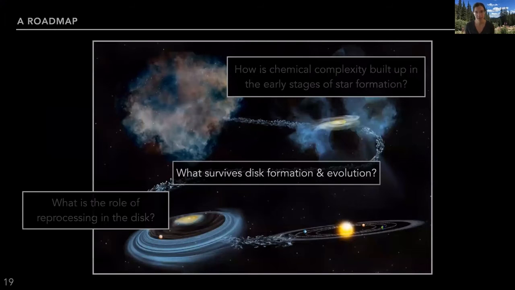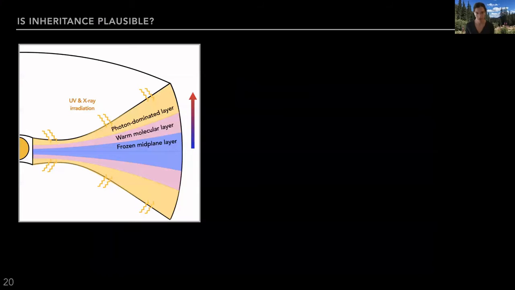So this brings us to the second question of this chemical complexity that is built up in the early stages. What actually survives disk formation and evolution? So first, let's just think about whether inheritance is actually plausible.